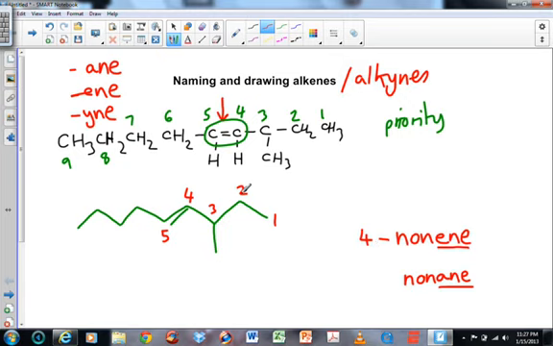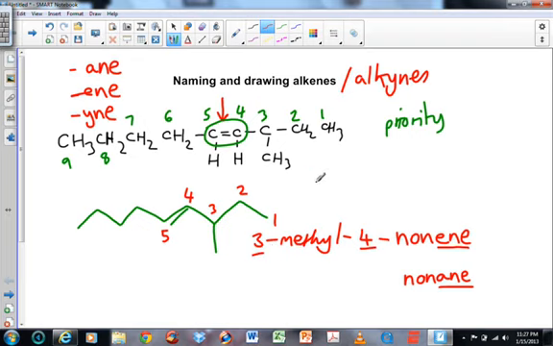Now, if we just finish this off, and I say there's the methyl group on carbon 3, notice the position of the methyl comes before methyl, the position of the alkene comes before you say alkene, and before you say nonene. So that's why we have to put these numbers here.